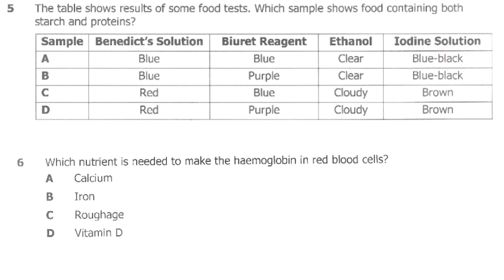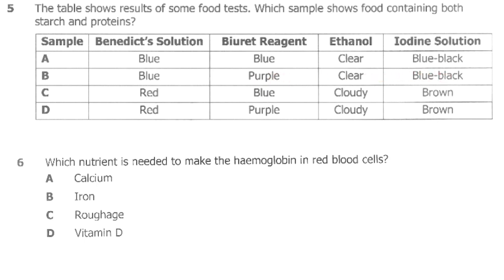But they have told us to look for the one which has both starch and proteins. So we are looking for the one which turned purple with biuret reagent and blue black with iodine solution. So it doesn't matter what color it turned with Benedict's solution or ethanol. We are just looking at biuret reagent and iodine solution. So here our answer will be B. As we can see, it turned purple and it turned blue black.